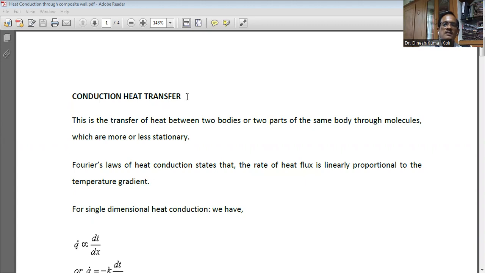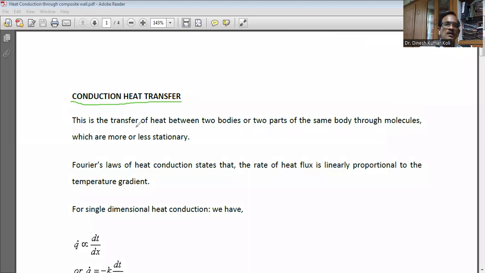Dear students, in this lecture, we will discuss conduction of heat transfer through a plane wall as well as a composite wall. In conduction heat transfer, heat is conducted, meaning we use the mode of heat transfer in which heat transfers from molecule to molecule, and the molecules don't move.